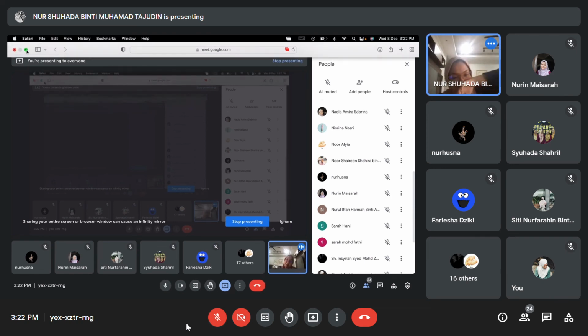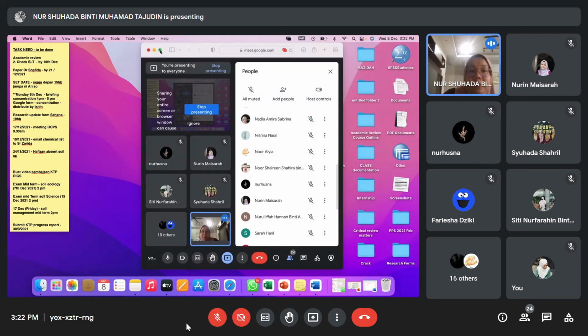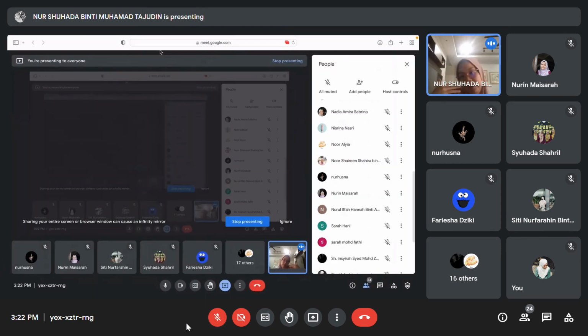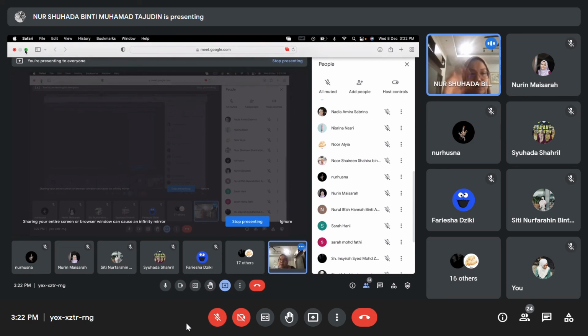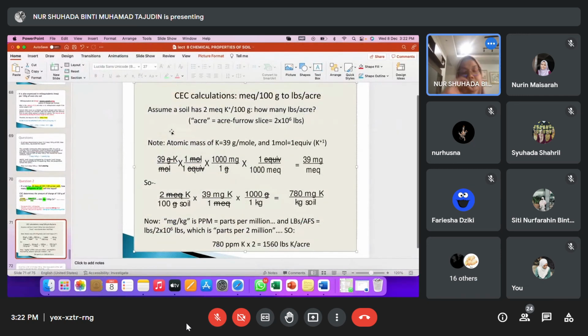Clear? Simple actually, but you have to know the concept. 1 MEq, how much does it carry? For magnesium it is usually 40 over 2, so 1 MEq can bring 20. That is already in your head, because the theory calculation is like that. Okay, do you understand? Yes, doctor. Alhamdulillah.